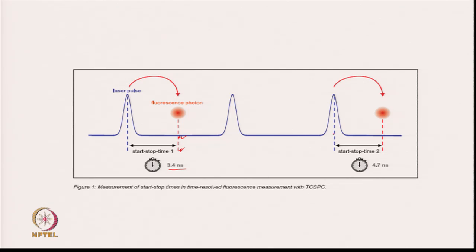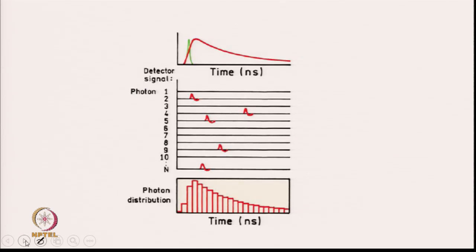Again I excited, so multiple excitation is going on. Again I excited and I did see a photon when the time gap between these two is 4.7 nanosecond. So, what we do is we repeat this cycle, and here you have different cycles and when did you see the photon.